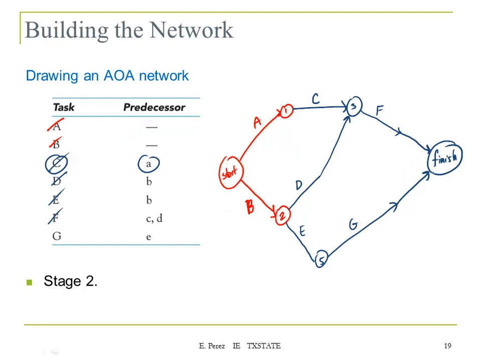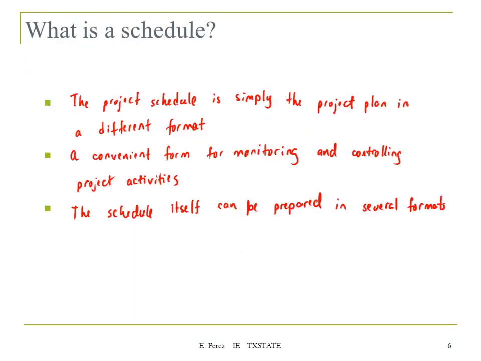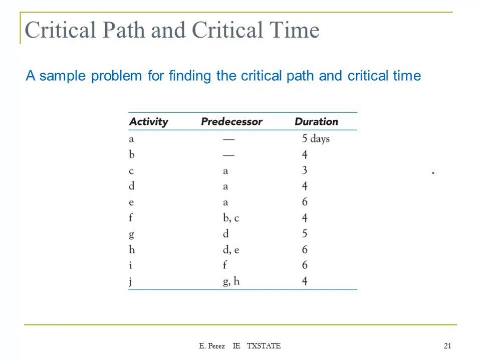Okay, so now we're gonna look at a larger example, and what we're gonna do is try to identify the critical path for a network. So this is the next example. Now we have extra information. We have the activity, the predecessor, and also the duration. The duration is given in terms of days. So, for example, activity 8 is going to last 5 days.